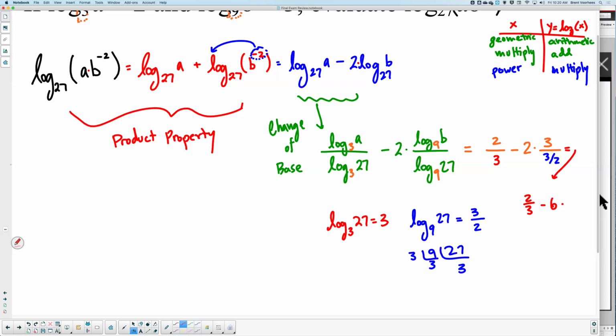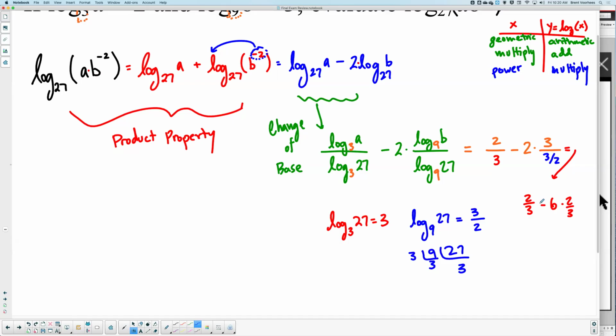Do you know what you do when you're dividing by another fraction? You multiply times its reciprocal. What's 6 times 2? 12. That would be -12. Divide that by 3.